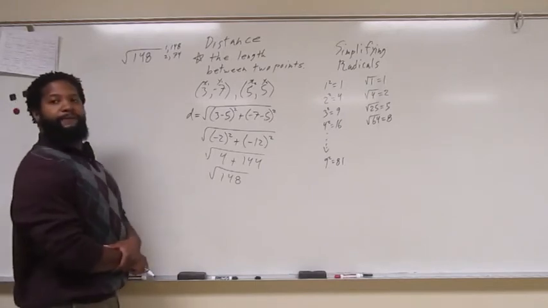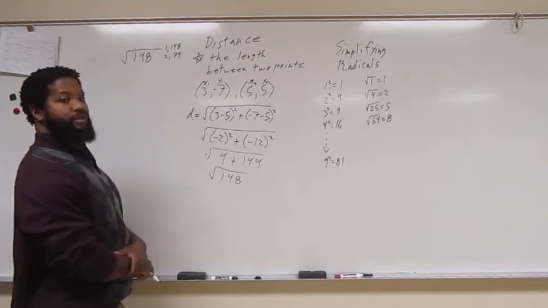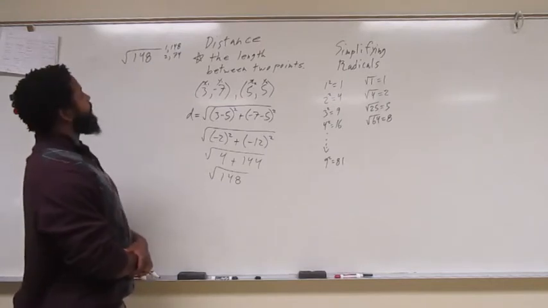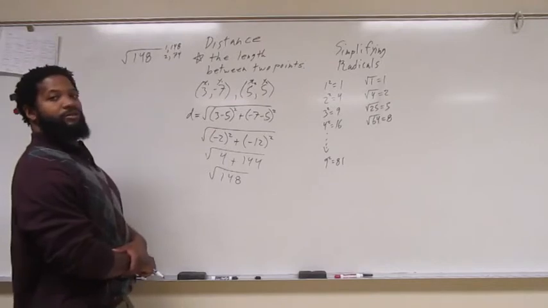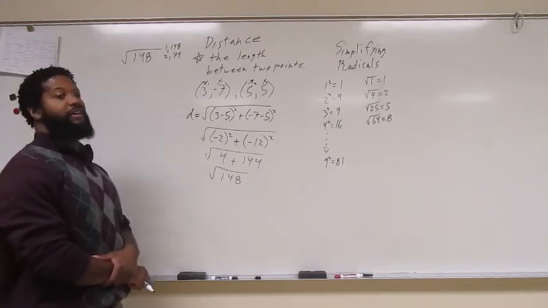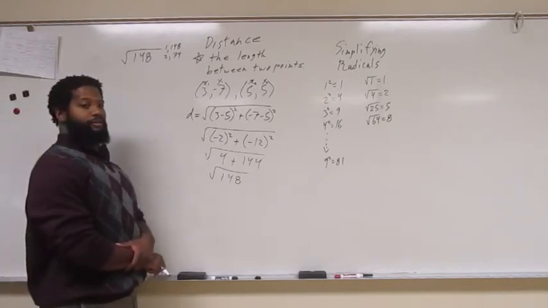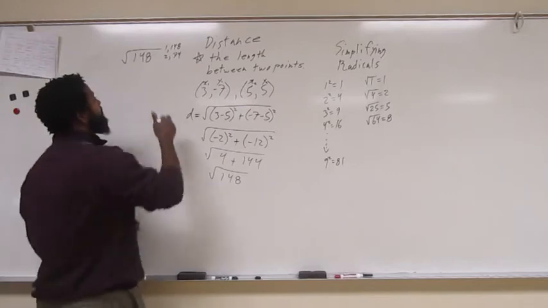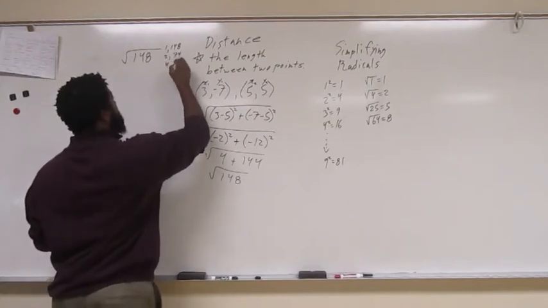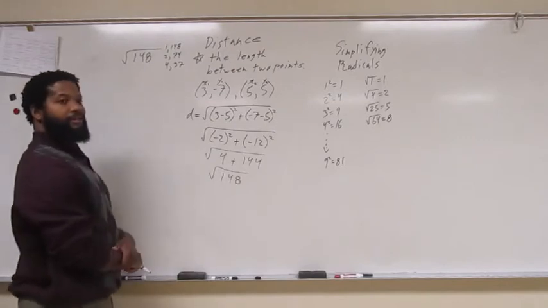What about 4? Yes. 4 goes into 100, so therefore 4 goes into 148. 4 goes into 148 how many times? 4 goes into 148 thirty-seven times. 37. Good job. 4 times 37. It's okay.